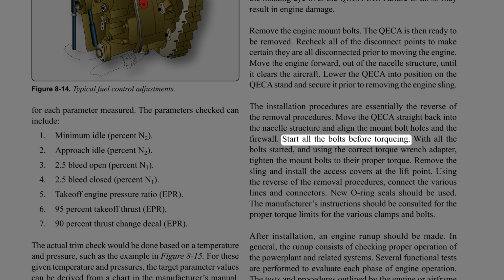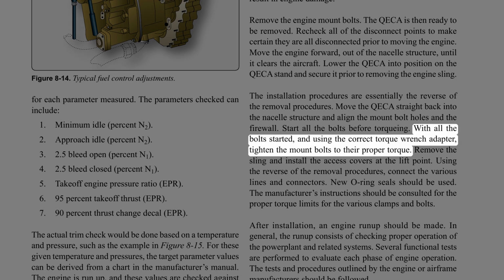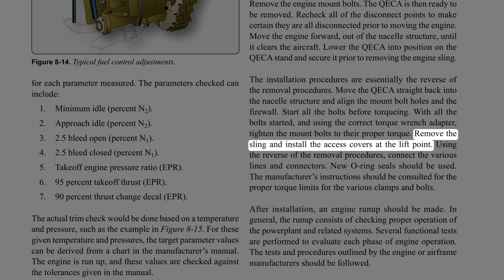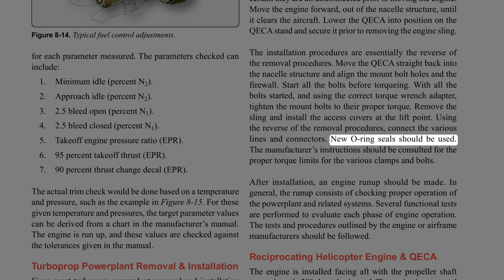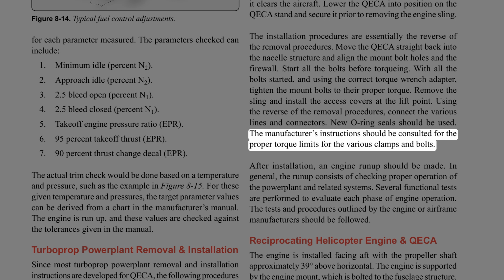Start all the bolts before torquing. With all the bolts started, and using the correct torque wrench adapter, tighten the mount bolts to their proper torque. Remove the sling and install the access covers at the lift point. Using the reverse of the removal procedures, connect the various lines and connectors. New O-ring seals should be used. The manufacturer's instructions should be consulted for the proper torque limits for the various clamps and bolts.